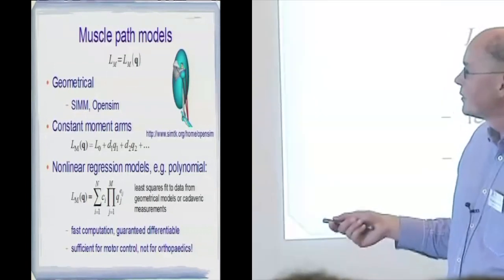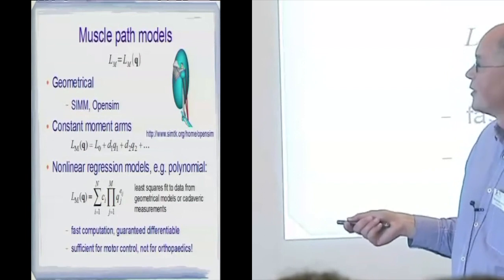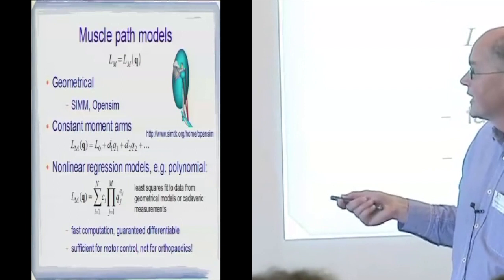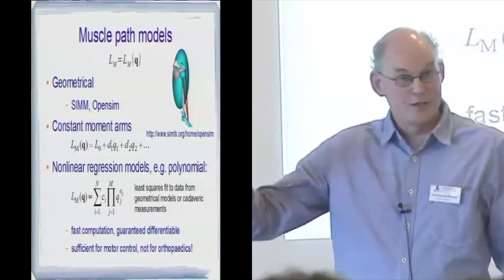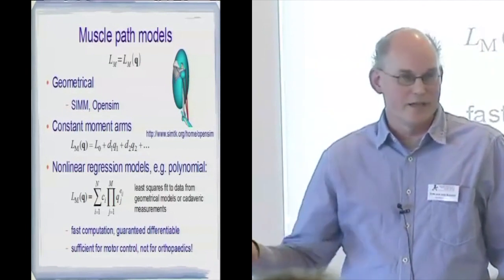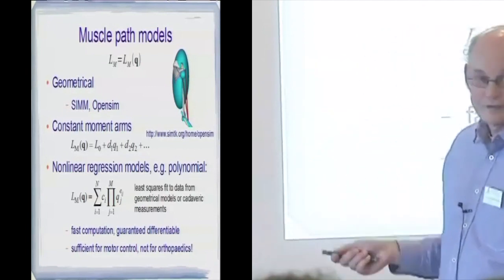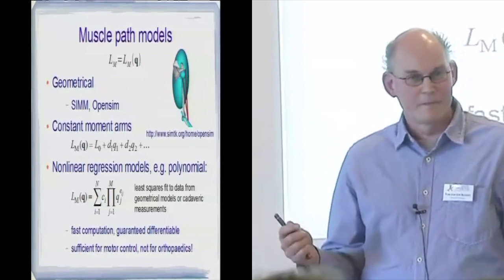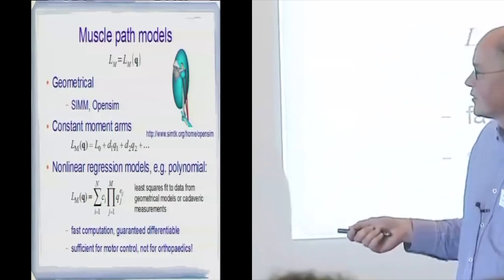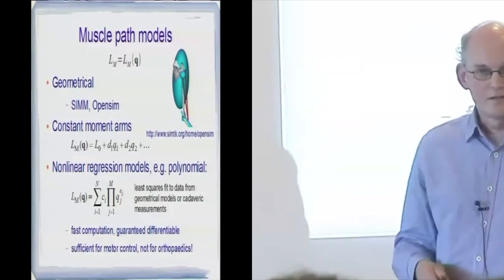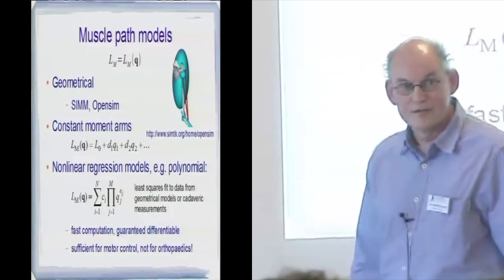So that's why I like to use these polynomials. I can actually fit this polynomial to data that I get from the geometrical models. Then I get the same answer, but I get it with an analytical, differentiable function that can be computed really quickly. So this is like a surrogate model that gives me the same answer as the real model. That's an approach that I use quite often.